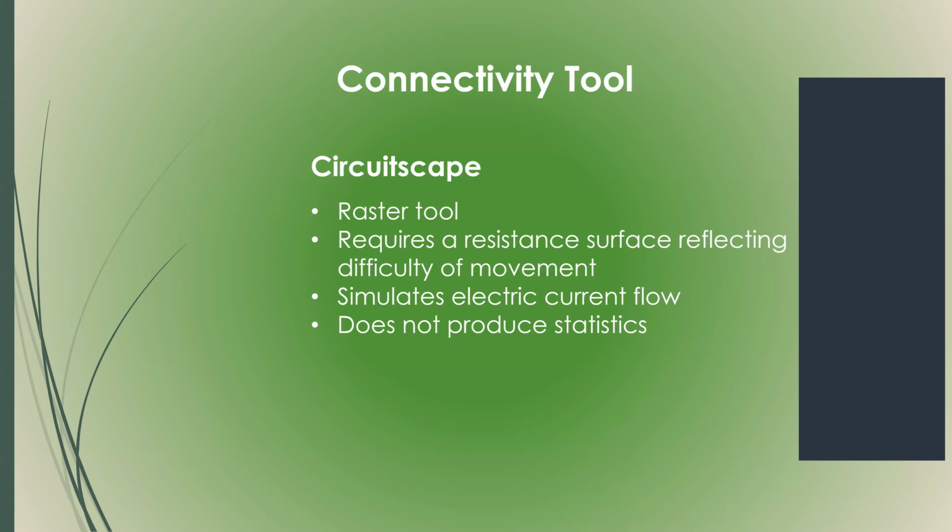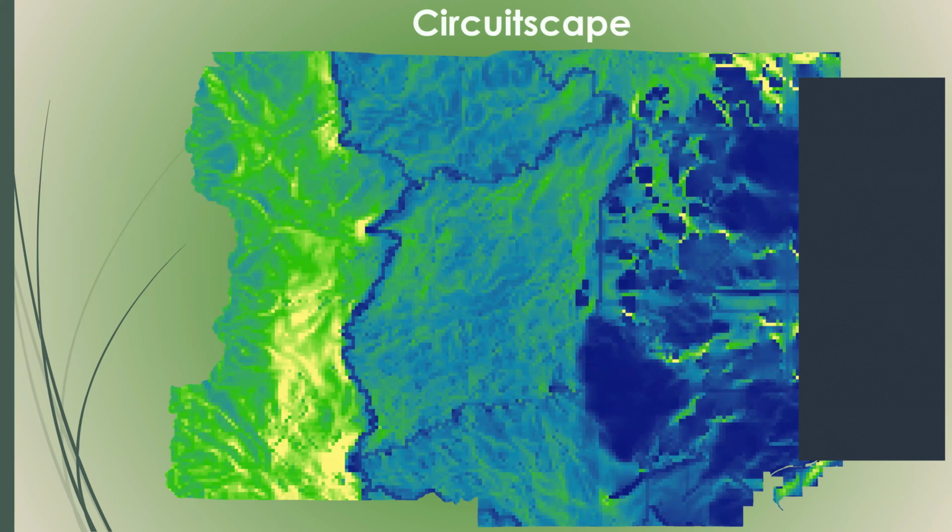As I mentioned before, CircuitScape will be my tool for looking at connectivity. It's a raster tool that requires a resistant surface, and it simulates electric flow. It doesn't produce statistics, though. What it really produces is a large map like this that shows what the flow is at each pixel. And so I'll be looking for various measures to summarize and otherwise consolidate that data into something that I can use for spatial statistics analysis.